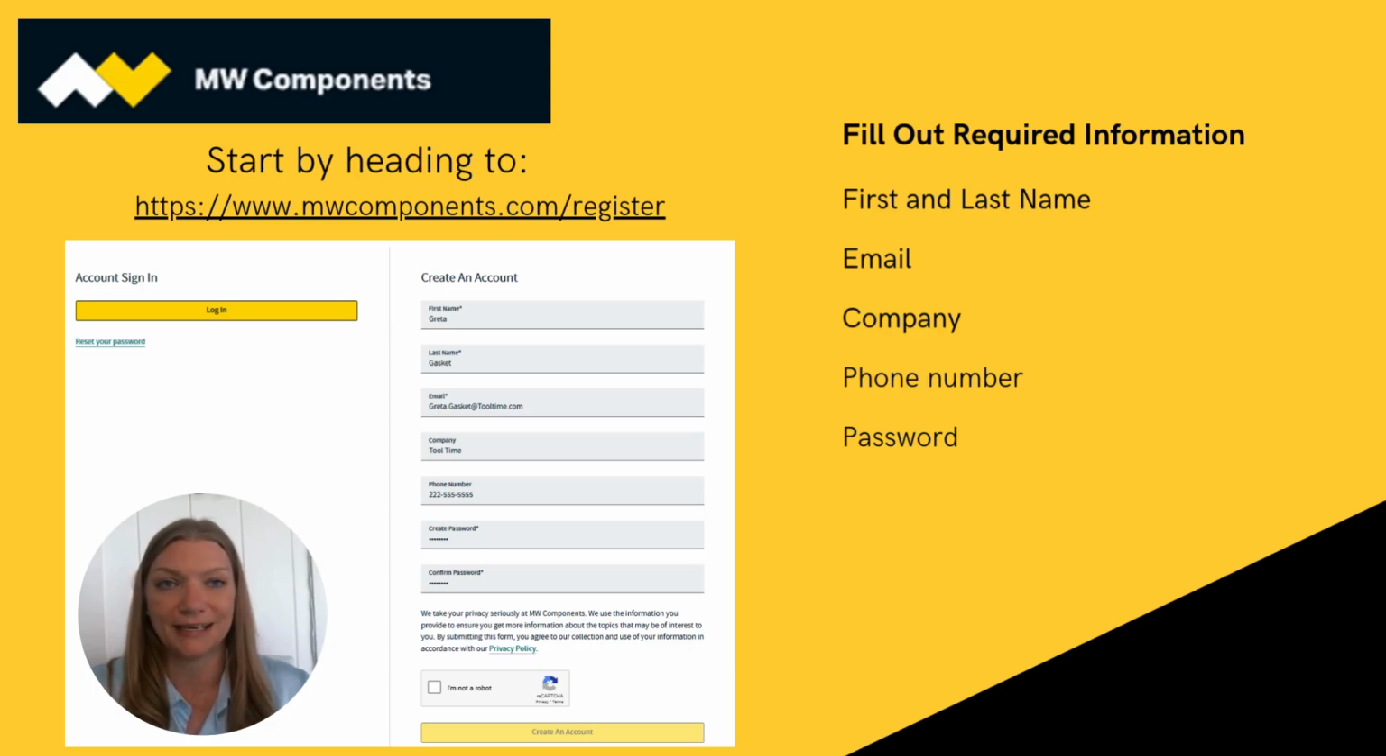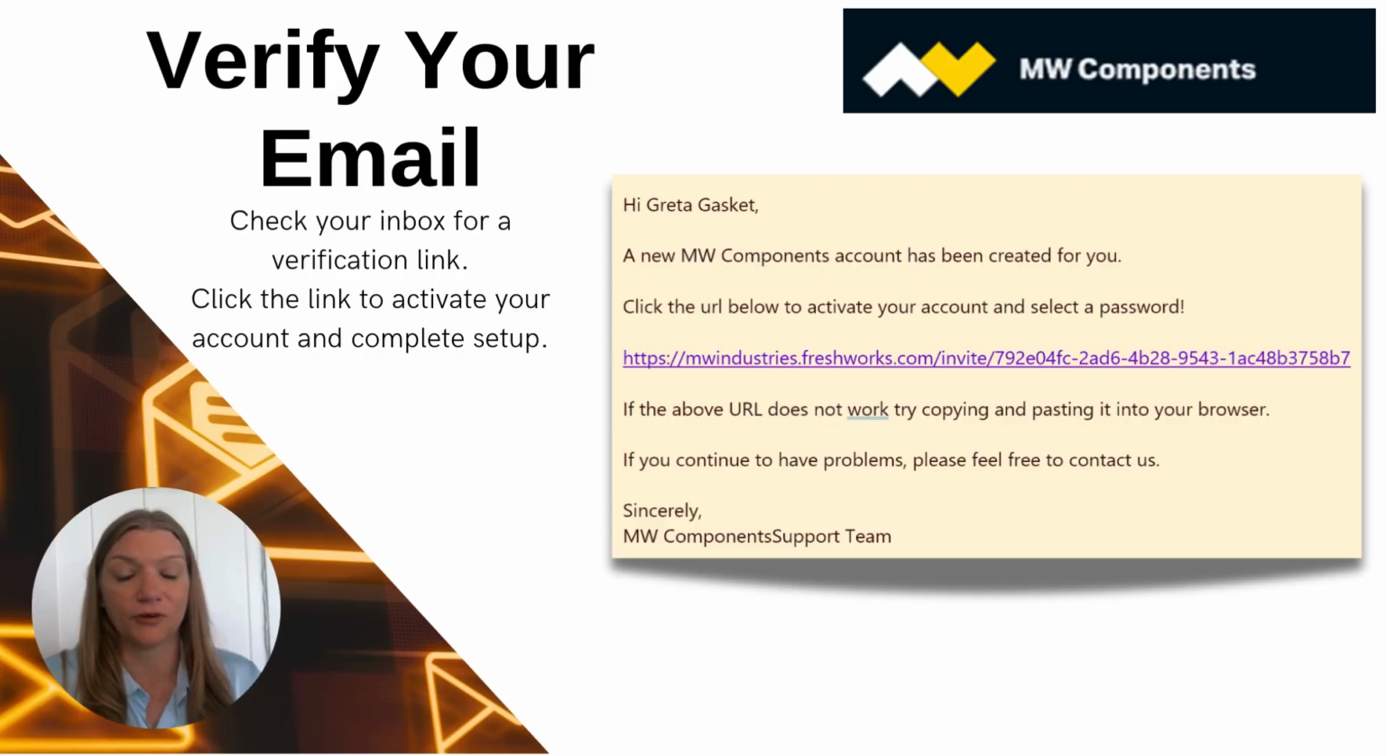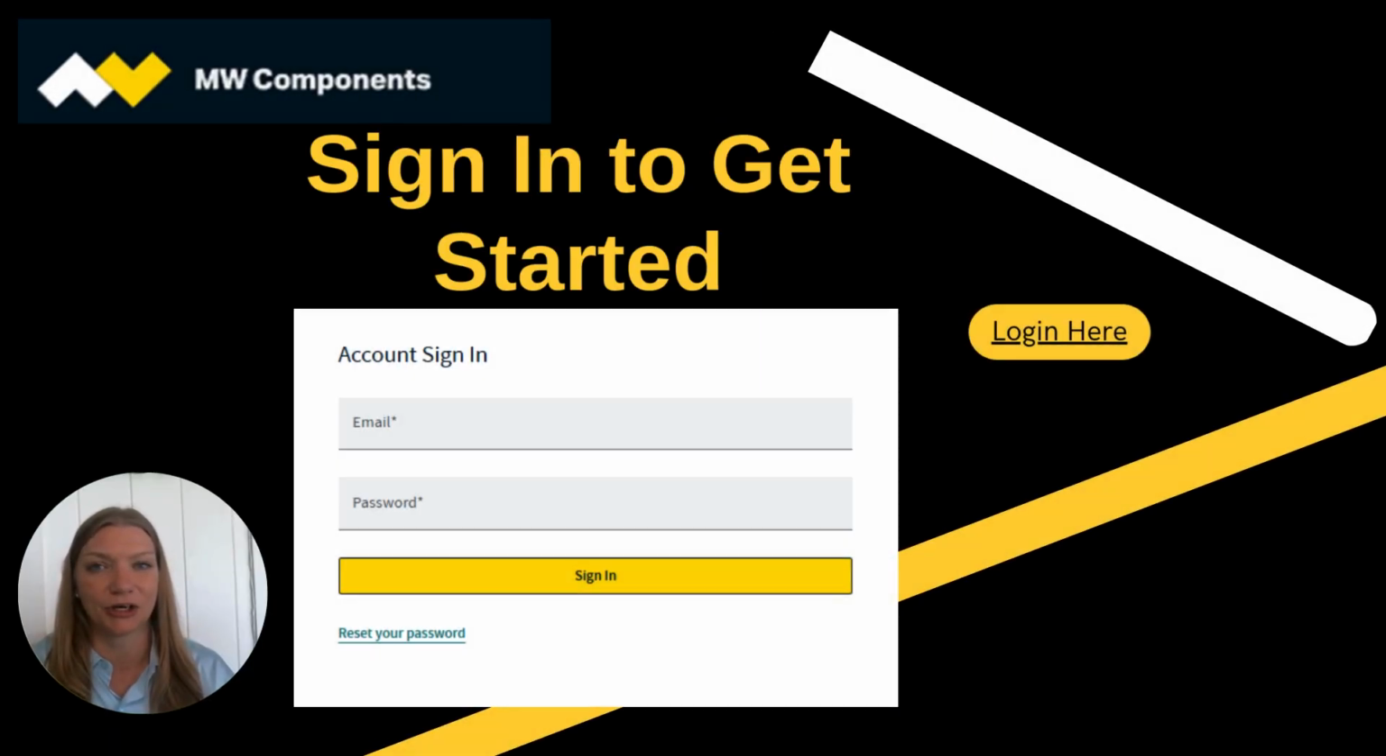Before submitting, you'll see a checkbox to verify that you're not a robot. Go ahead and complete this step. Once that's done, click Create an Account. Next, check your email for the verification link. Click the link to activate your account. After your account is verified, return to the site and log in with your new username and password.